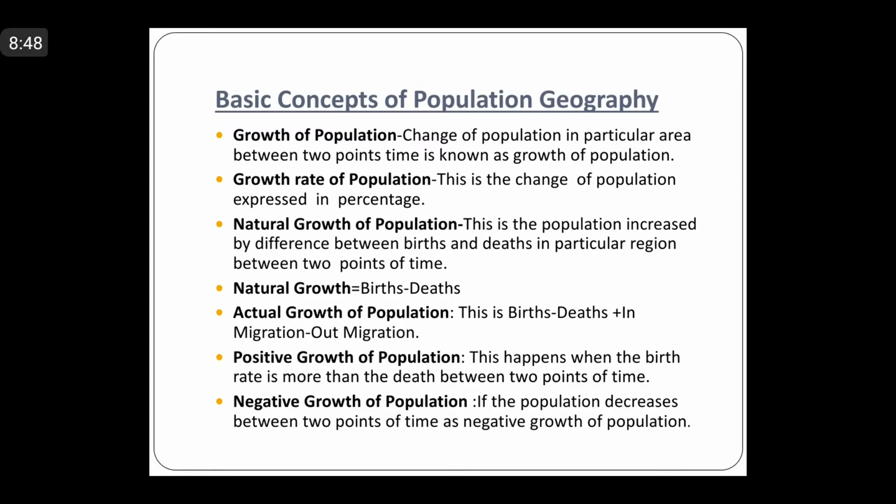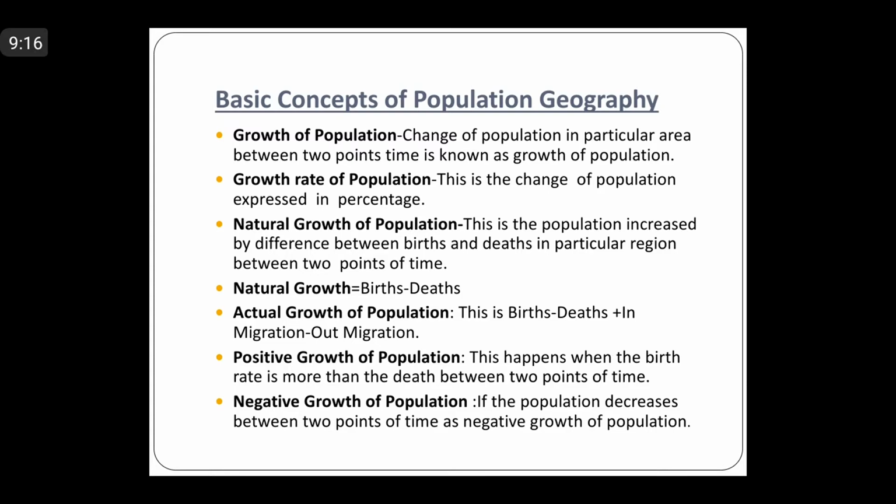So in a particular year between 2 points, that is called the growth of population. The second one is your growth rate of population. What is this growth rate of population? Growth rate of population is simply the change of population expressed in percentage, as I have just explained to you. Then comes the natural growth rate. The natural growth rate is the difference between the birth rate and death rate.